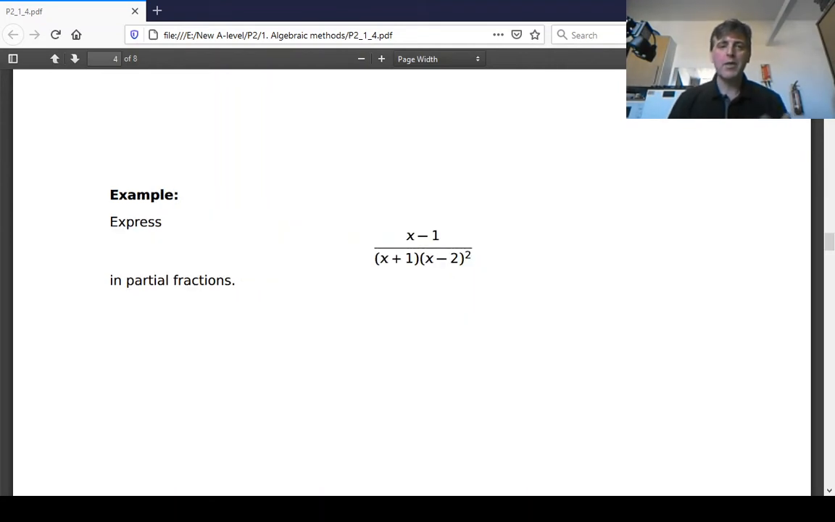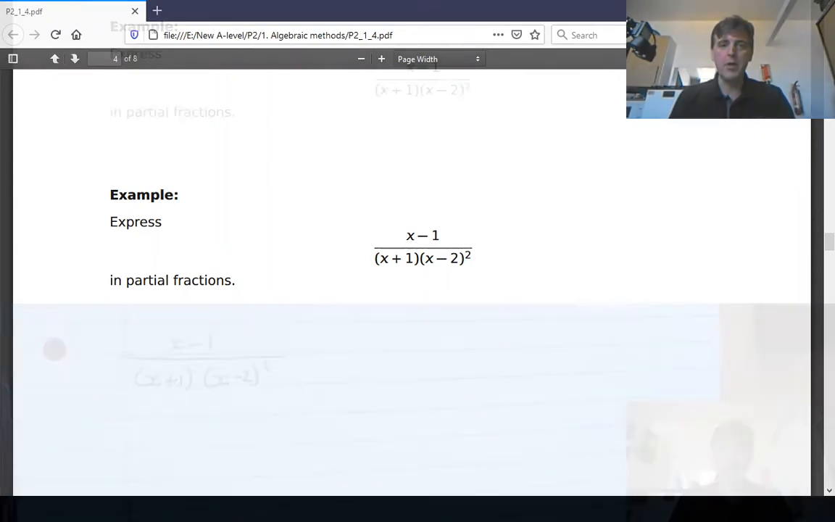So let's see how this works in practice then. Here's an example. We'll have a look at this one together. I'll work through it so you can see how it works. But we've got the algebraic fraction there, x minus 1 all over x plus 1 times x minus 2 squared. So you can see that repeated factor of x minus 2 in the denominator. So how are we going to deal with this situation?